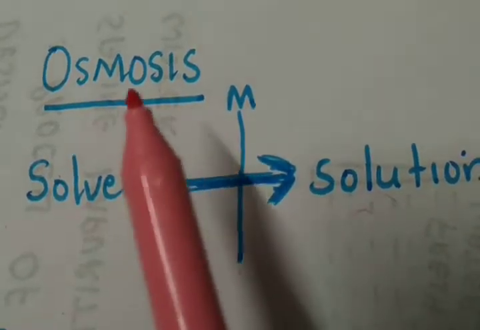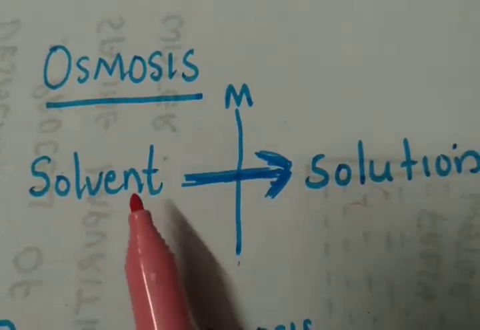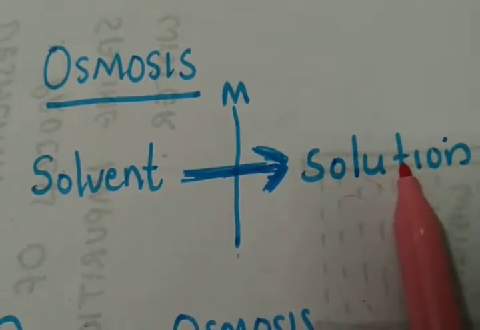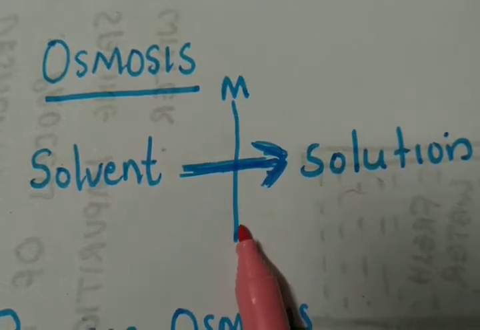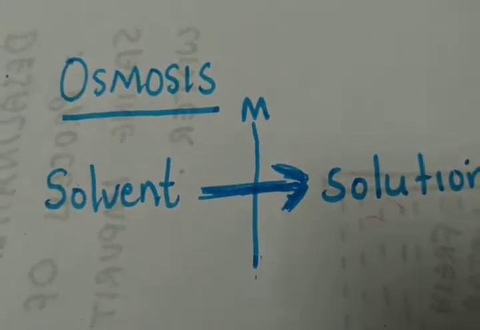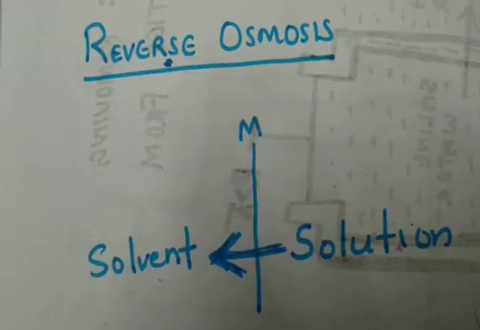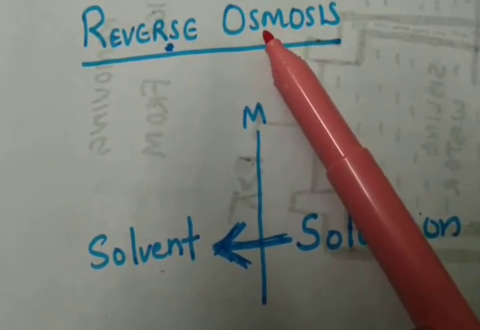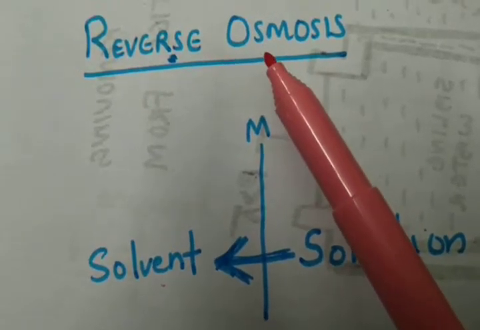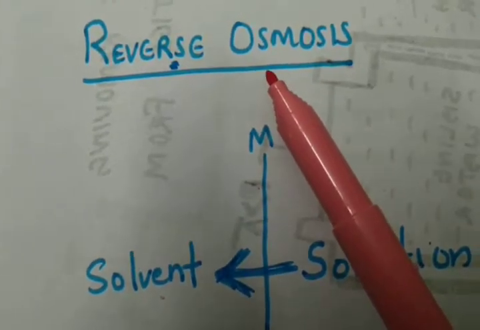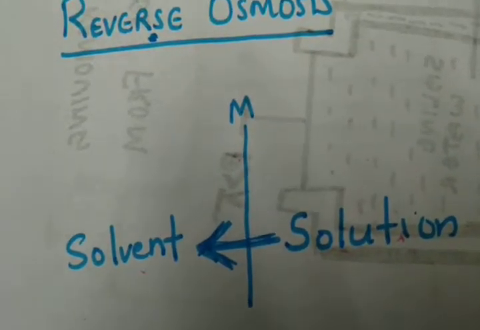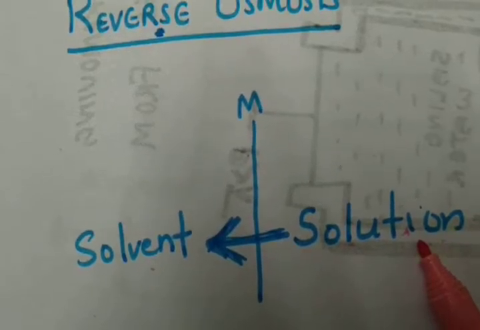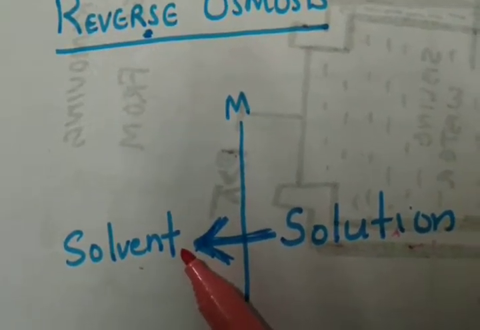We know osmosis, that is the spontaneous flow of solvent to solution side through a semi-permeable membrane. We also know reverse osmosis. Reverse osmosis is the process just opposite to the normal osmosis process, in which the solvent from the solution side flows into the pure solvent side.